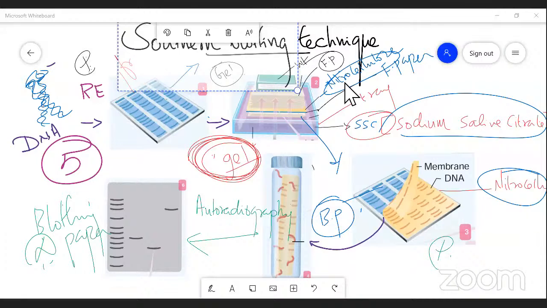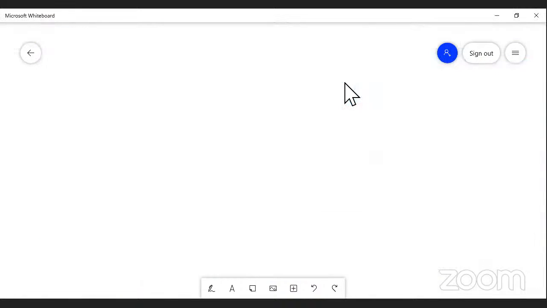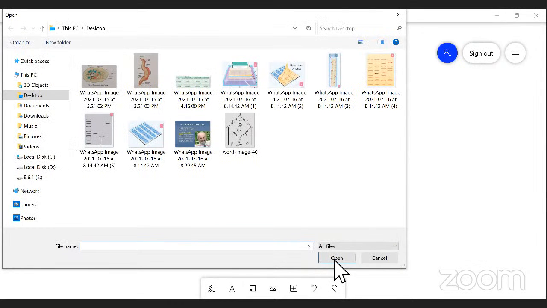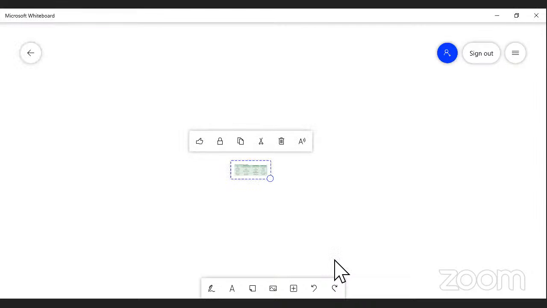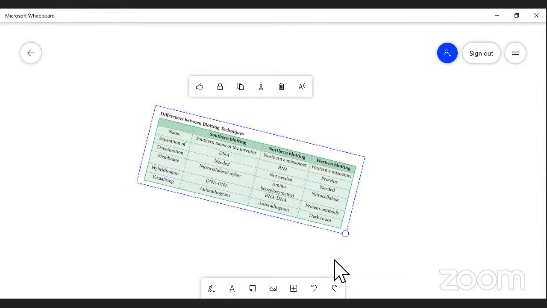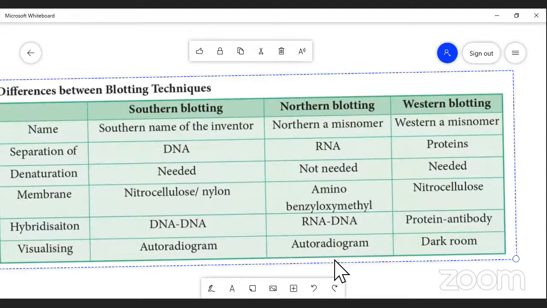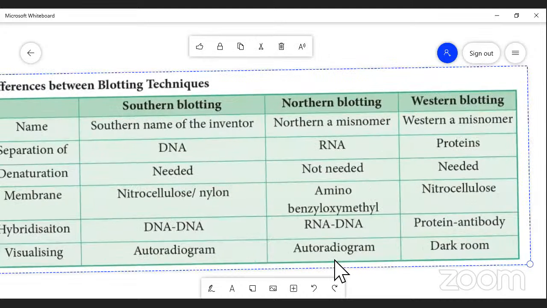Okay, my dear students. Next, I'm going to compare. This is also a very important area, as I have discussed a number of techniques, right? They are southern blotting, northern blotting and western blotting, right, my dear students?